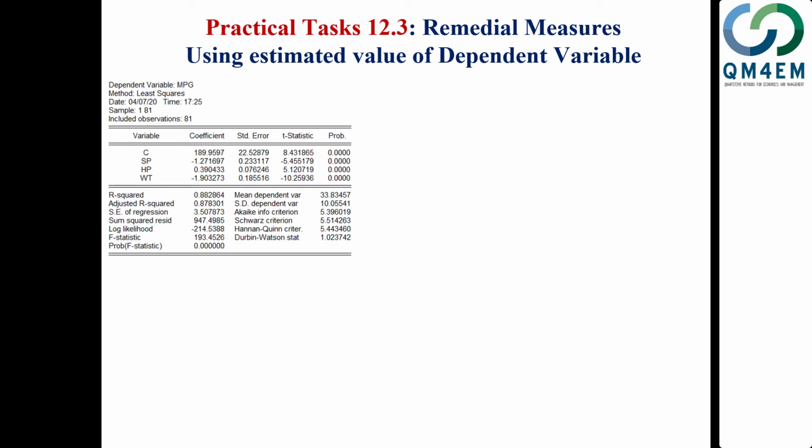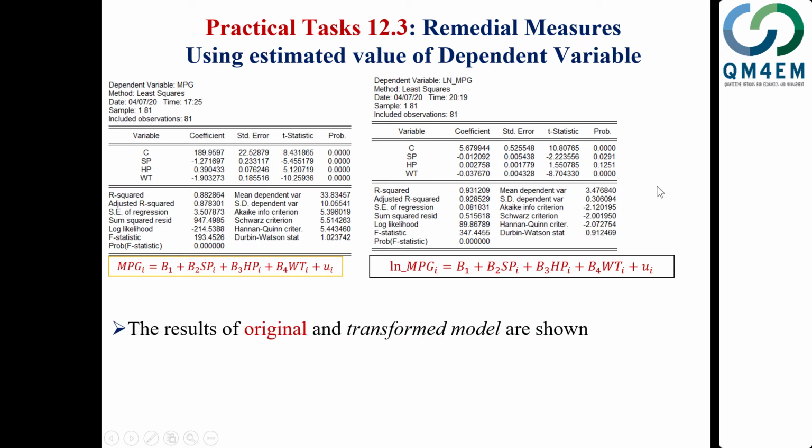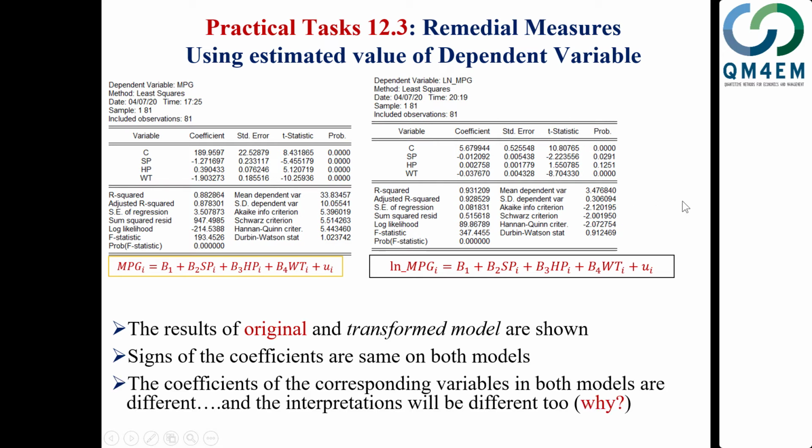So this was the 12.3 task output. This was the original model, mileage per gallon being regressed on the constant and explanatory variables. This is the output of the regression of the log form, the log of the dependent variable being regressed on the original model. Now, if we compare the results, the signs of the coefficients are the same in both models, but the coefficients of both models are not comparable, and the interpretation of the two is different as well. I have written here why, and you should have the answer for that before I tell you.